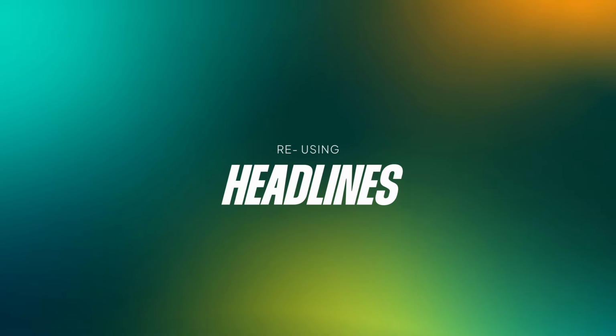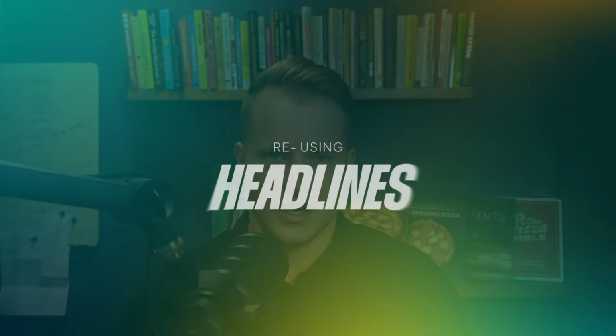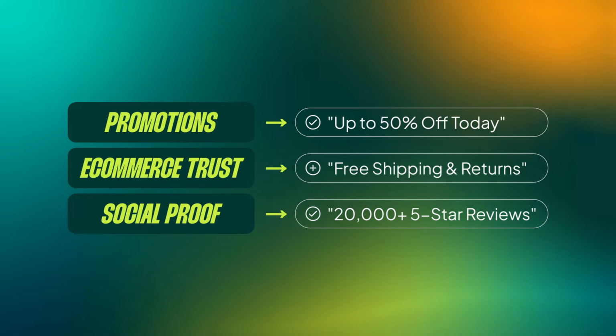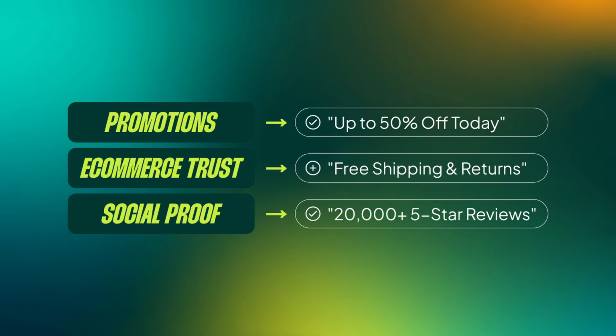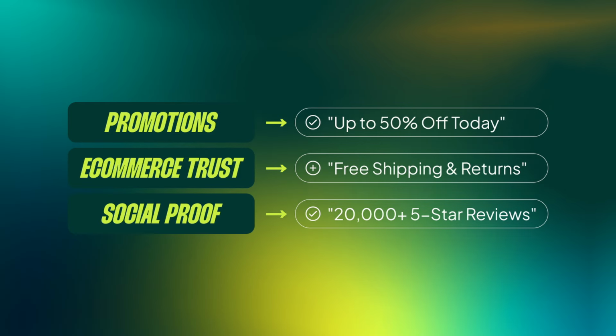The second thing is to reuse headlines across campaigns. This is where most people will waste time. Because if you look at your core 5 headline formulas, then your promotions, e-commerce, trust, social proof, they work for every ad group in every account. Write them once and copy them around everywhere.